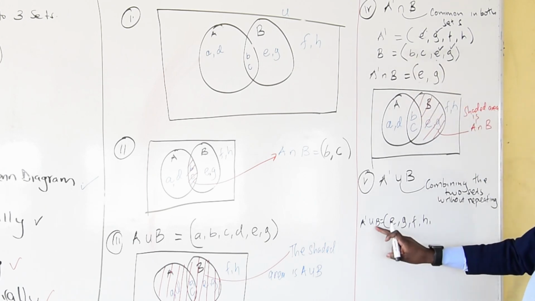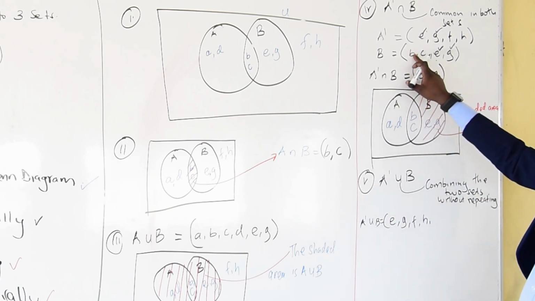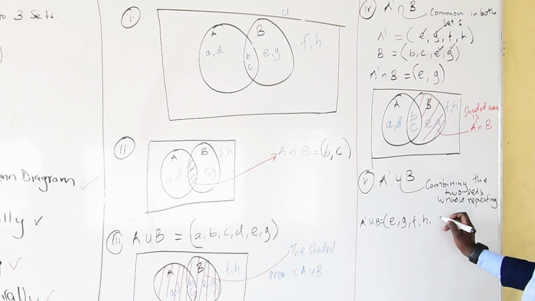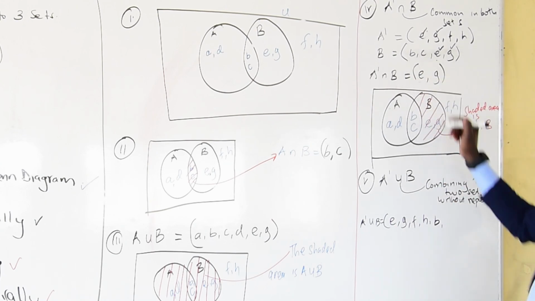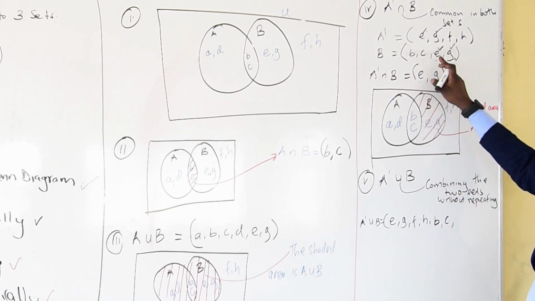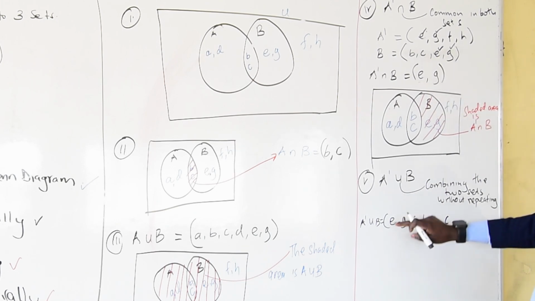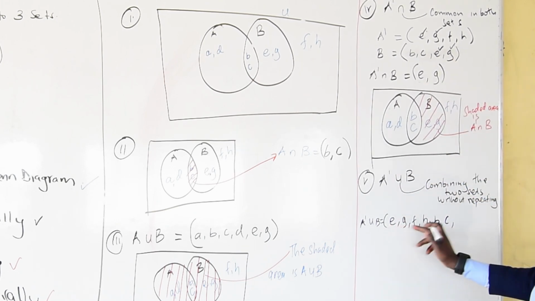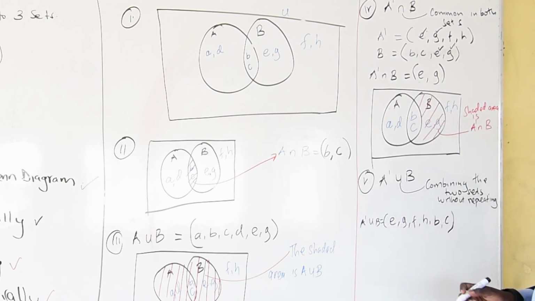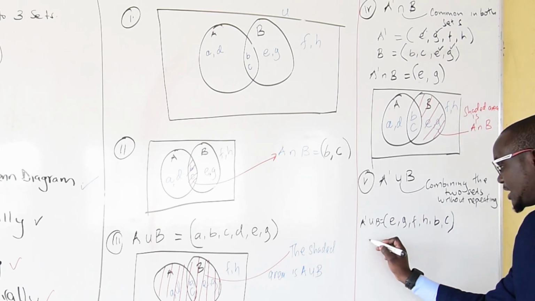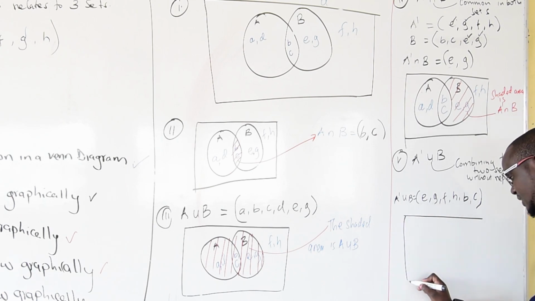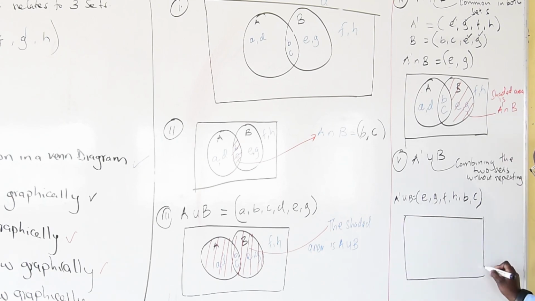Then I look at members of set B that have not been listed. B, we have not listed, so I add B. C, we have not listed. E, we have already listed here. G, we have already listed. So we'll not list them again because we shouldn't repeat. So now, I can show this graphically, which area we are talking about.